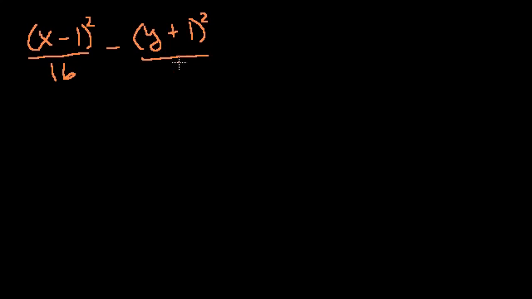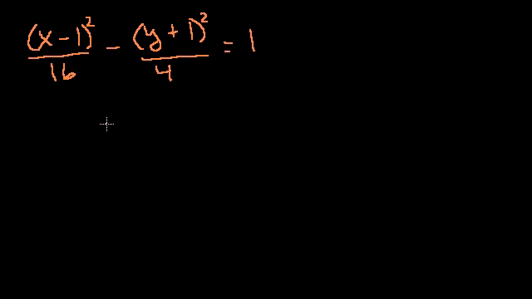Let's see if we can tackle a slightly more difficult hyperbola graphing problem. So let's say I have the hyperbola, make this up on the fly, (x - 1)^2 over 16 minus (y + 1)^2 over, let's say, 4 is equal to 1.